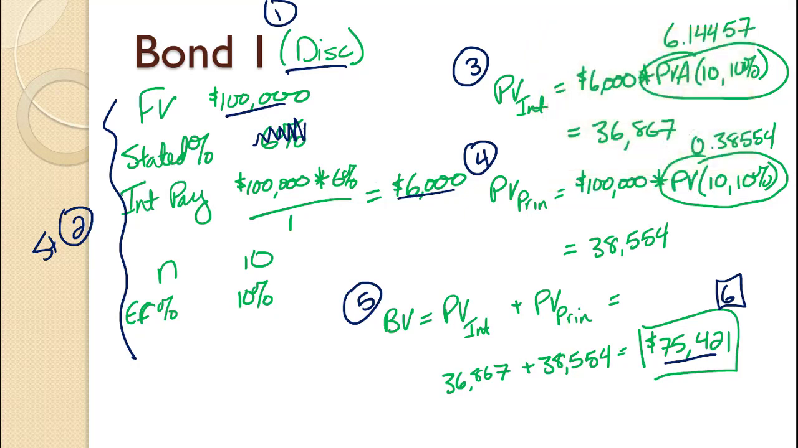Let's go ahead and do bond 2. As far as our basic information goes, we want to start with the face value. Oh, whoops. First we need to say up here, this was going to be a par value bond. Face value is $300,000. The stated rate is 10%.